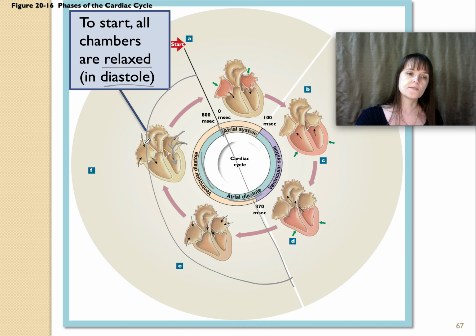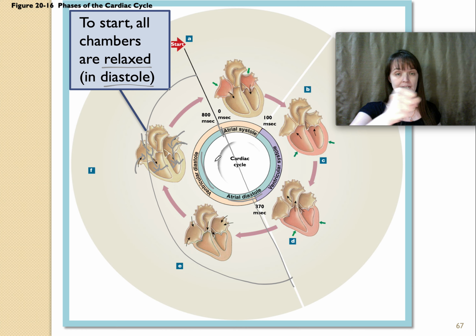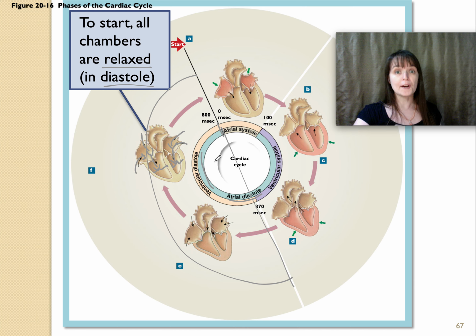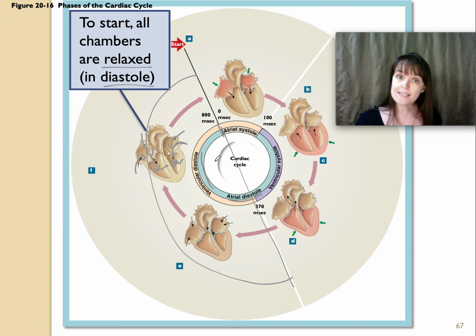So in passive filling, you're not squeezing. The AV valves are open. You're just passively filling up the heart. Now here they show the heart empty, which is weird, but I don't want you to think that there's a blood-air level in here, because there's not. When the heart is empty, it's just closed. There's no air in the bloodstream. There are gases dissolved in the bloodstream, but not bubbles of air. Bubbles of air are deadly, and we don't want them in the bloodstream. Okay? The gases are dissolved into the blood.